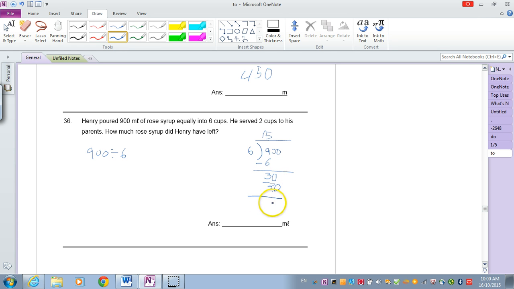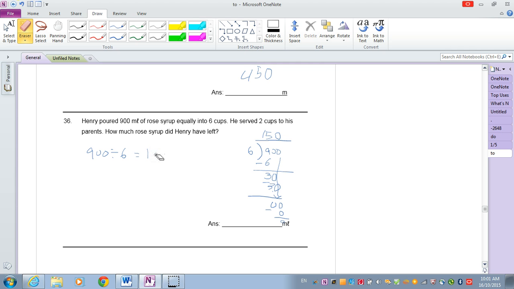Okay, so 30 subtract 30, I have 0, and I'll bring down the next digit, which is 0. So 0 divided by 6 would give me 0. Okay, so 0 minus 0 gives you 0, so that will give you 150 milliliters. So 1 cup will give you 150 milliliters of syrup.